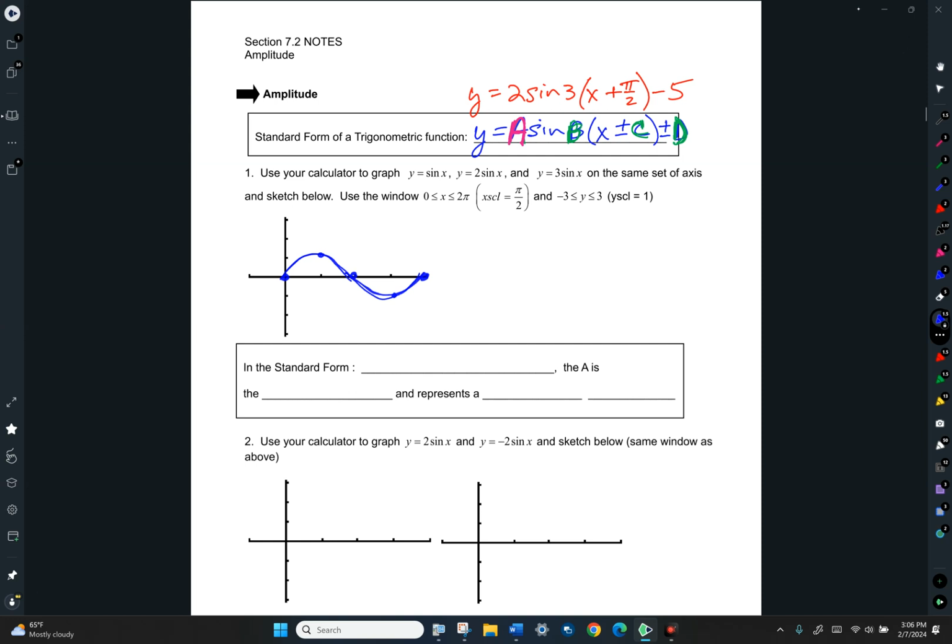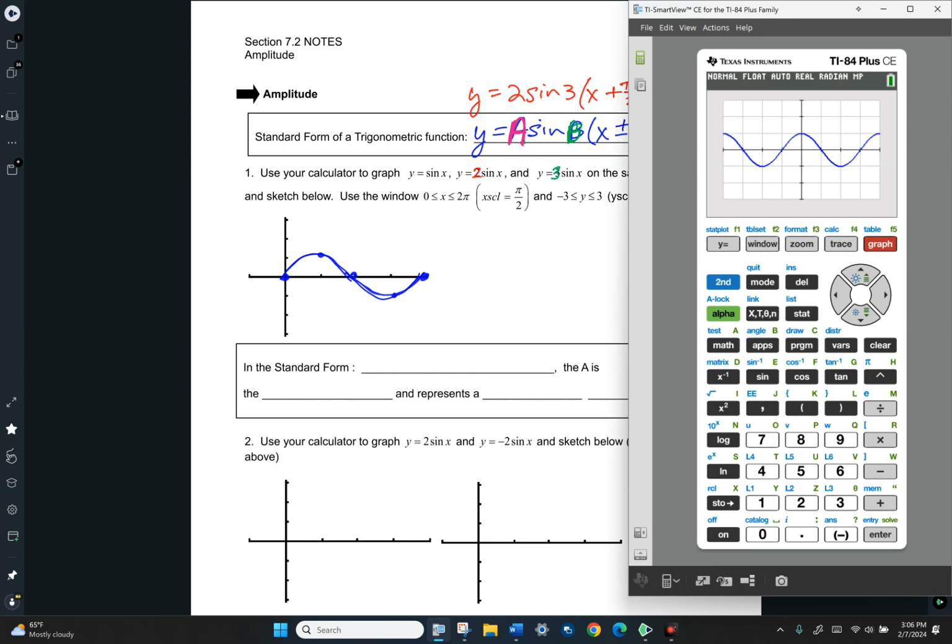But then it says, notice there's a number in front of the sine right there. It says draw 2 sine of x. And then it says draw another one, graph 3 sine of x, all on that same window. So I'm going to show you what happens. What would you suspect that A number is going to do?